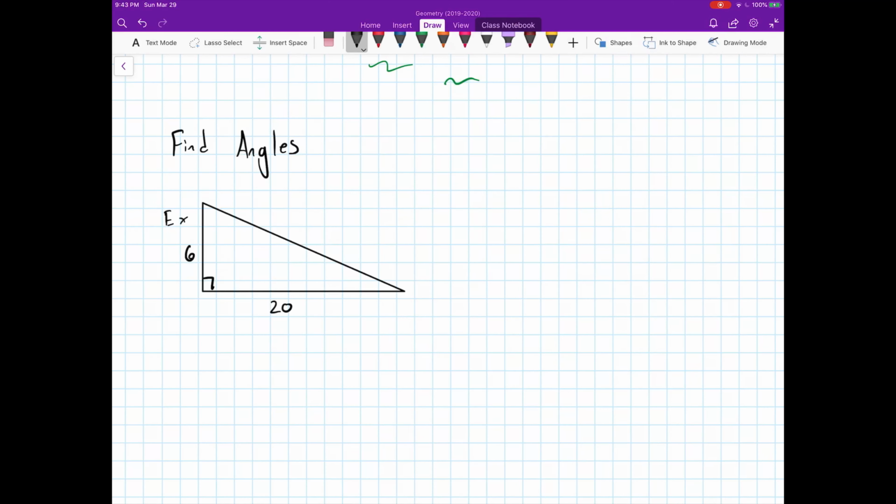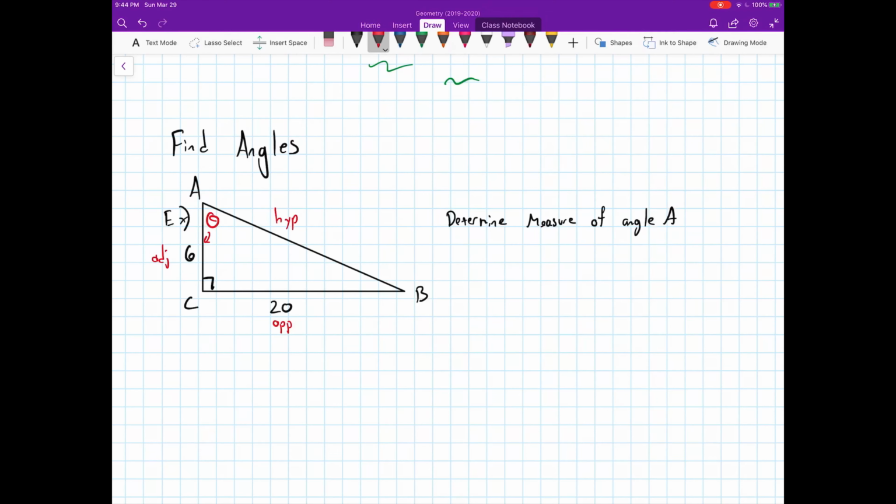And we have A, B, and C, and you might be asked to determine the measure of angle A. So the first thing I'm going to say to myself is, all right, A is my focus angle, which means the hypotenuse doesn't change. Opposite is 20, CB here, and adjacent is 6.